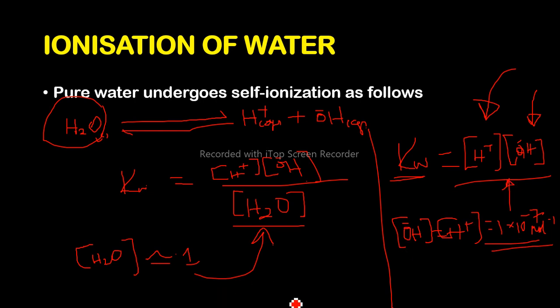Our Kw is simply 1 times 10 power negative 7 squared, because since the concentrations are the same, we can either substitute hydrogen and square it, or OH and square it. If you work this out on your calculator, you get our Kw. And what's the Kw? It is 1 times 10 power negative 14, since for powers we just multiply the powers.